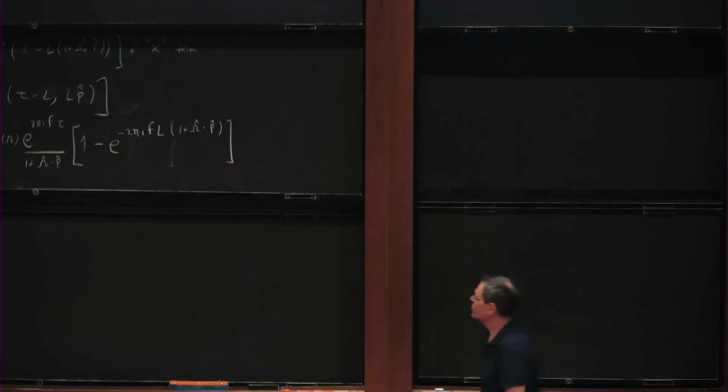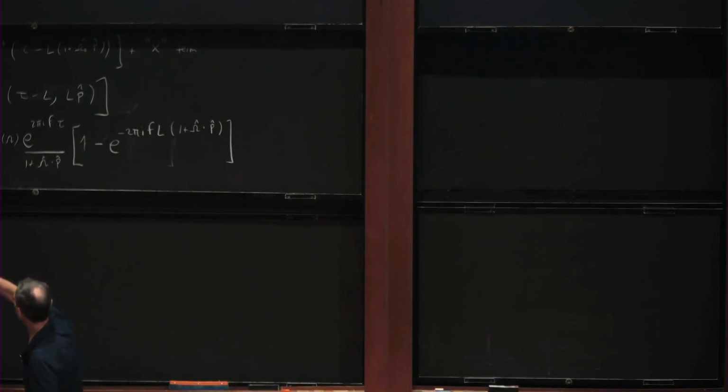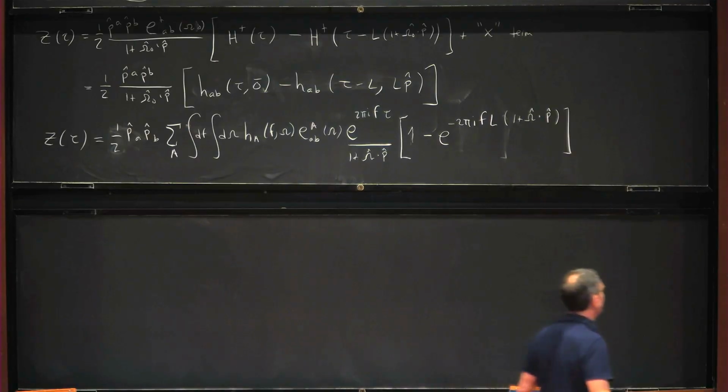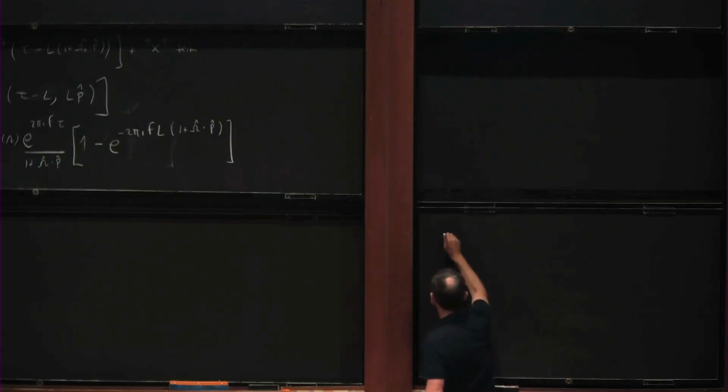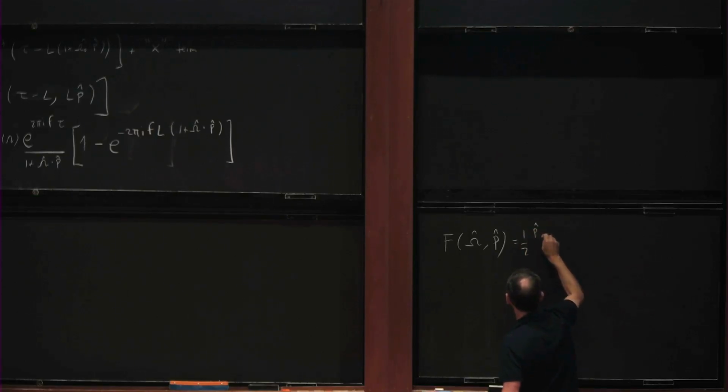Let's break this into two parts. First of all, you notice there's this part here, 1/2 p̂_A p̂_B, dotted into a polarization tensor divided by 1 plus ω̂ dot p̂. I'm going to call this F. It depends upon the direction the gravitational wave is going in and the direction to the pulsar. It's 1/2 p̂_A, p̂_B.